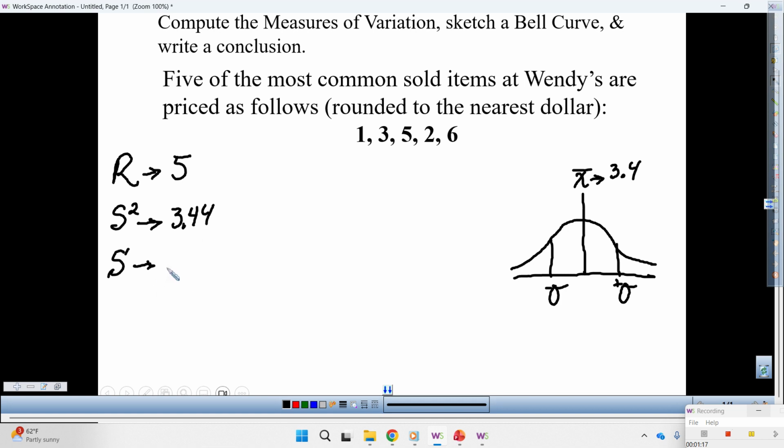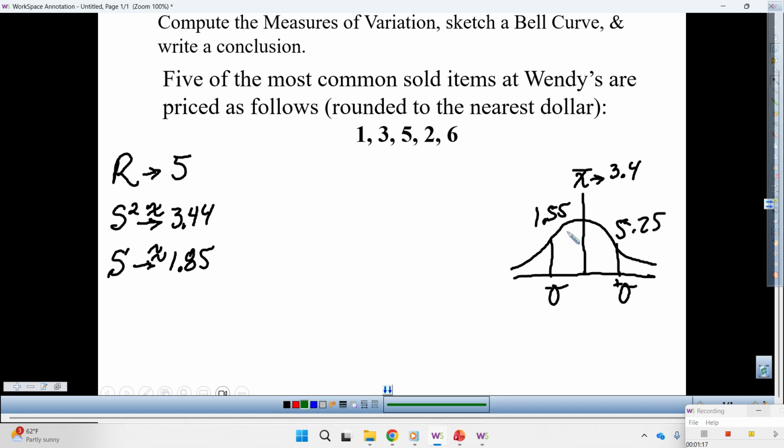Standard deviation, what did you get for standard deviation? Let's pass it to Isaiah. The square root of 3.44 is 1.85 approximately. Put the wiggles on these. So that brings us to 5.25 and 1.55.